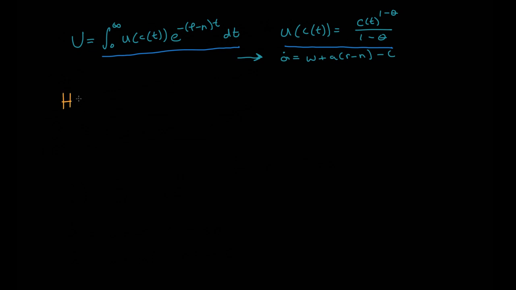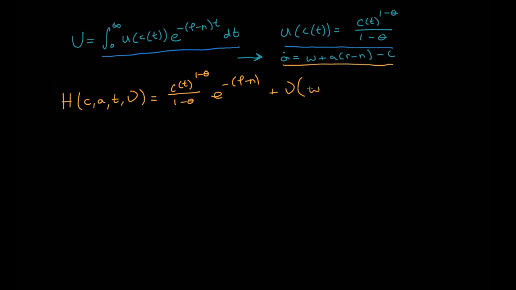For the Hamiltonian, it's always going to be a function of four variables: consumption, assets, time, and the funny v thing. That's going to equal, just like in the micro classes, the integral of c(t) to the 1 minus theta over 1 minus theta, times e to the minus rho minus n t, plus mu times the budget constraint, which is this right here: w plus a times r minus n, minus c.